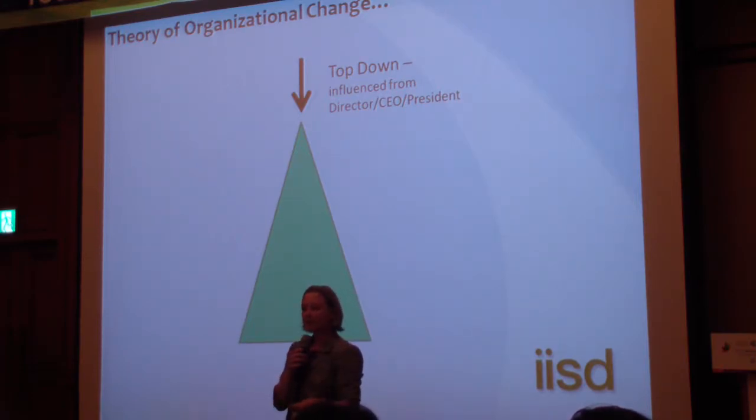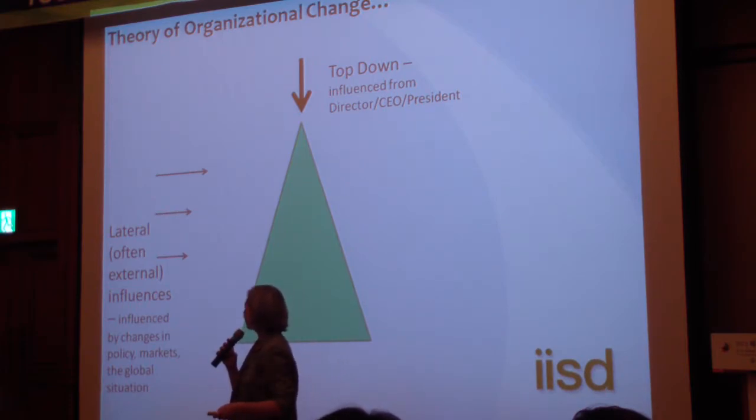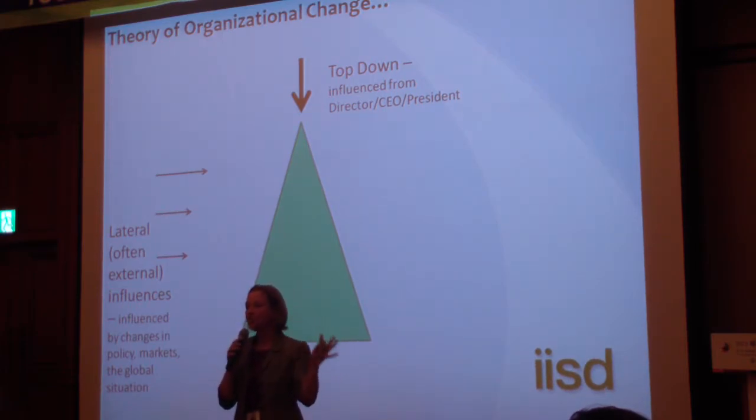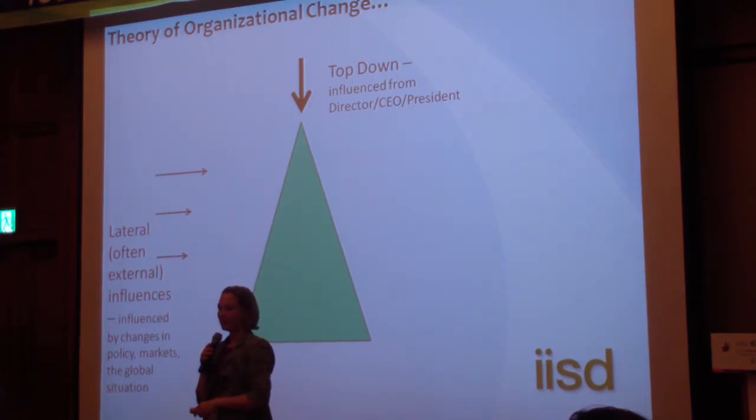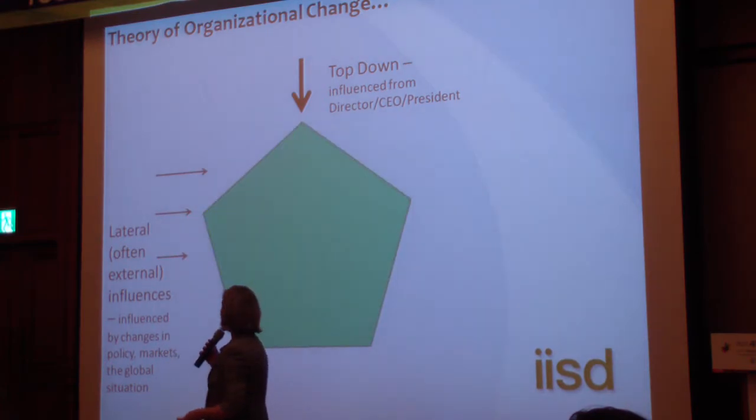But actually, an organization changes for more reasons than only the top down. There's also a side influence. We call it lateral, and it comes in from the side. It's an influence by changes in policy, by changes in an overall understanding of something, by changes in markets or interests. It's not just the top, not the workers, but sort of the side, and it can influence and change the structure of what's going on in an organization.